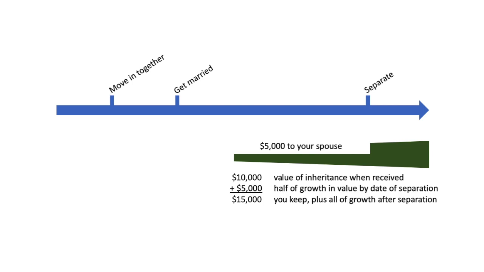You, on the other hand, get to keep $10,000, which was the value of the inheritance when you received it, $5,000, which is half the growth in value after you received it up to the date of separation, and then in addition to that $15,000, you get to keep all of the growth in value happening after the date of separation.